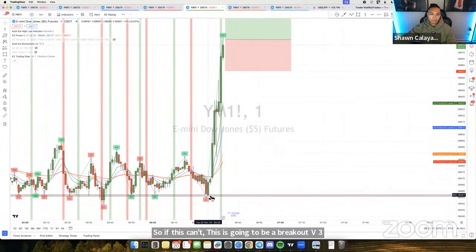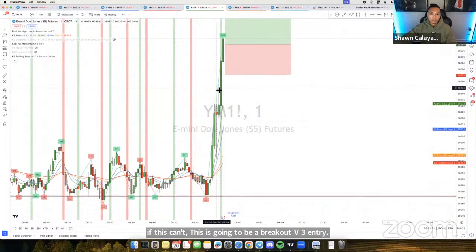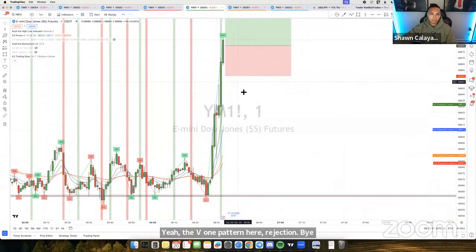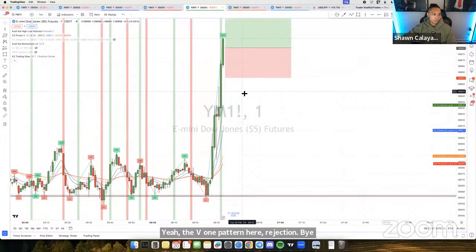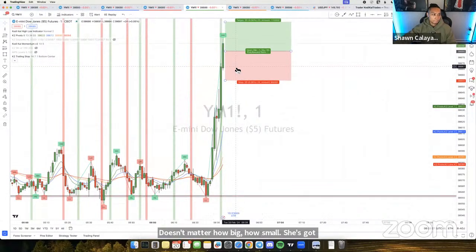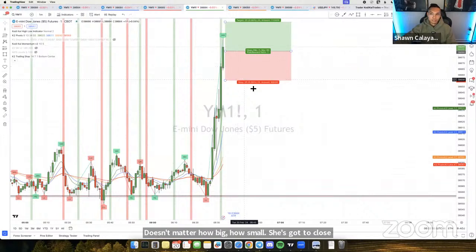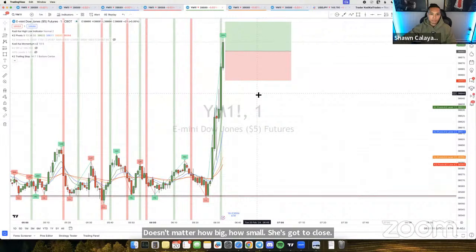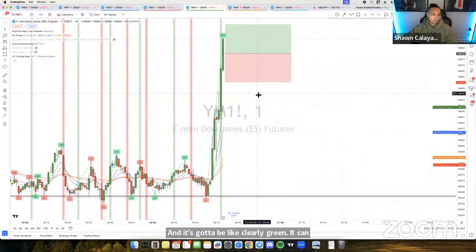We have the V1 pattern here, rejection, buy signal. We just need a green candle here to close. Doesn't matter how big, how small, just got to close. And it's got to be clearly green. It can't be bouncing back and forth where it turns red.